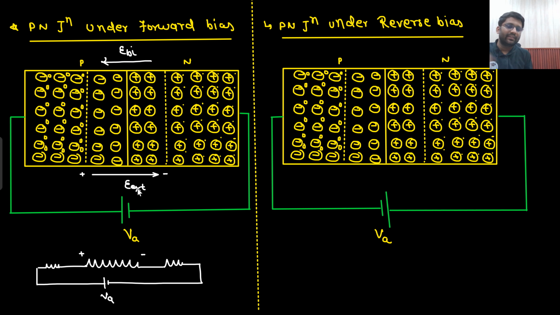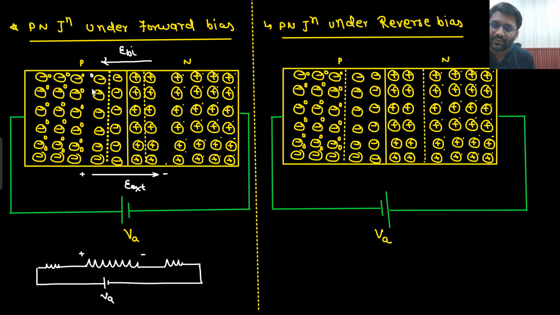Now E built-in and E external are opposing each other. That means the depletion width will become smaller because the electric field will become smaller. This one and this one are in opposite directions, so they oppose each other. That means the effective or total electric field will become lesser, and so the depletion width will become lesser. So this depletion width will move this way, and this part will move here. So yes or no?